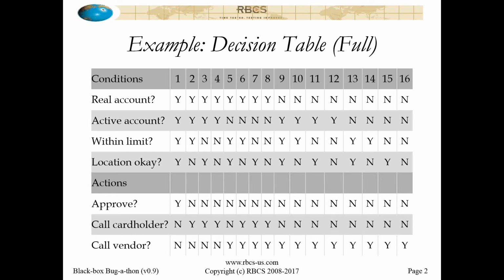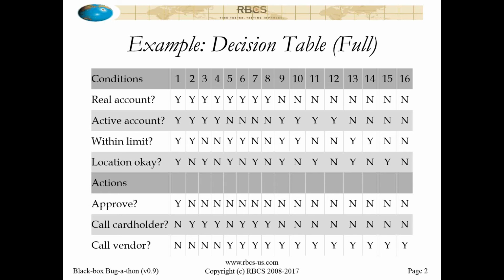So this has the form of a typical decision table. We have the conditions shown on the upper left side of the table, and the actions to be taken or not taken are shown at the bottom left side of the table. You see there are 4 conditions there: whether it's a real account, an active account, it's within limit, or the location is okay. All of these conditions are what are called Boolean conditions, meaning that the value is true or false, yes or no. We have 3 actions: whether the transaction should be approved, whether we should call the cardholder, and whether we should call the vendor.